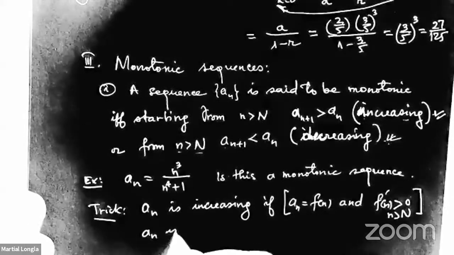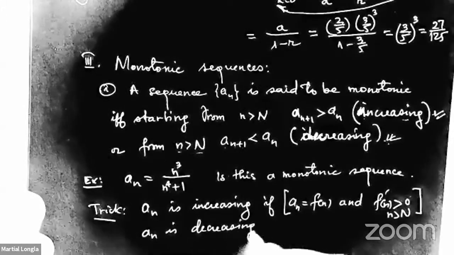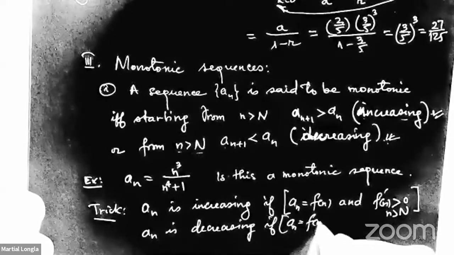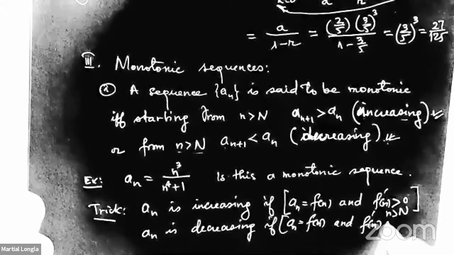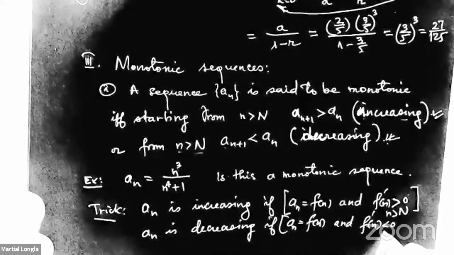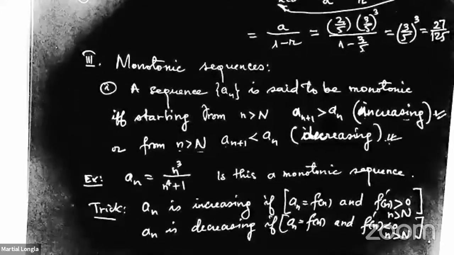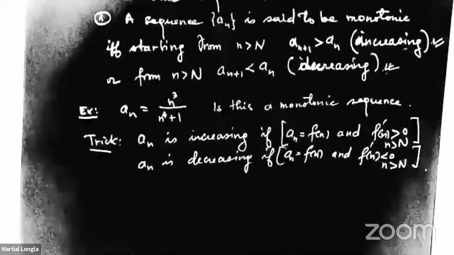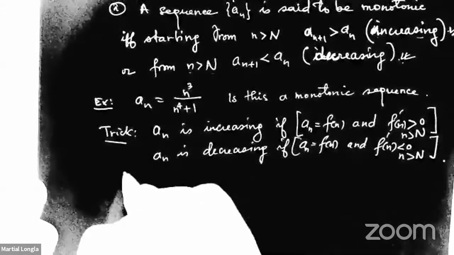An is decreasing if you have an as a function of n and the derivative f prime of n is negative for n larger than some n. So these are the two things that are often used in problems, right? So in this example, I'm going to use just that. So my an is this.